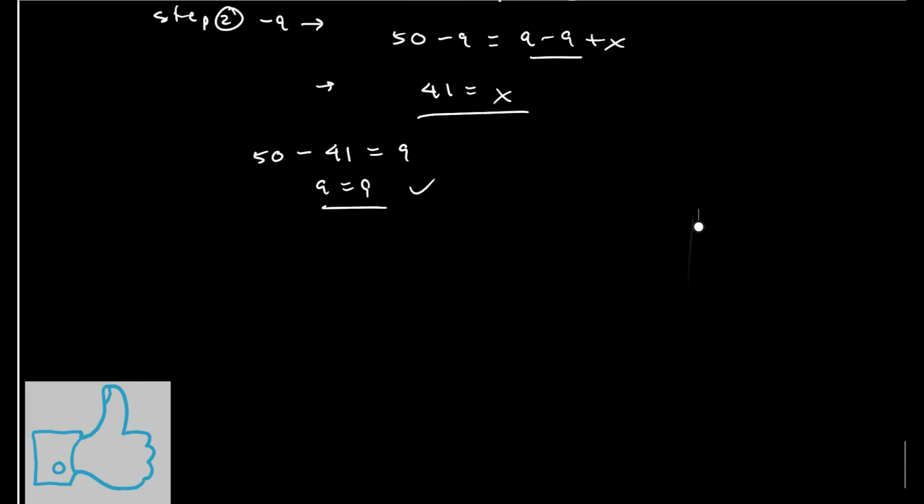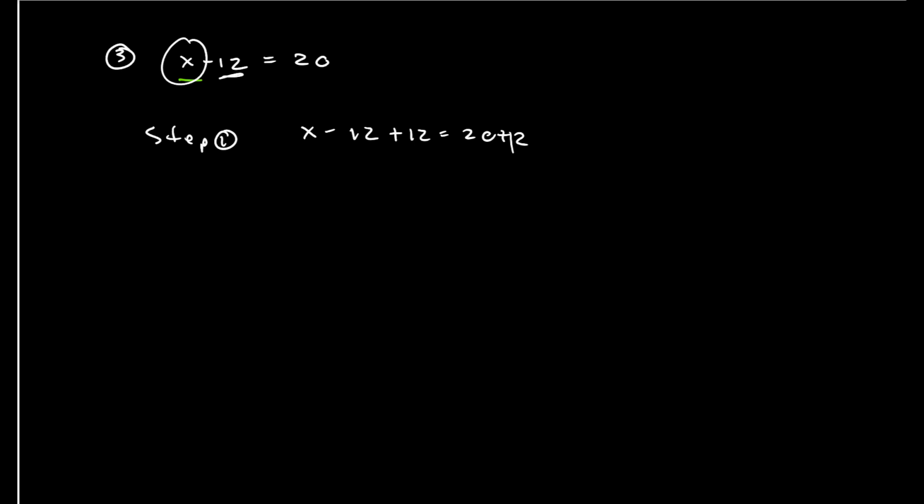Let us look at another example. Suppose I had x minus 12 equals 20, and the question is solve for x. Step 1, we need to isolate x. We have a 12 on this side, so we need to add 12 to both sides. So x minus 12 plus 12 equals 20 plus 12. On the left-hand side, we have x, and on the right-hand side, we have 32. So x equals 32.